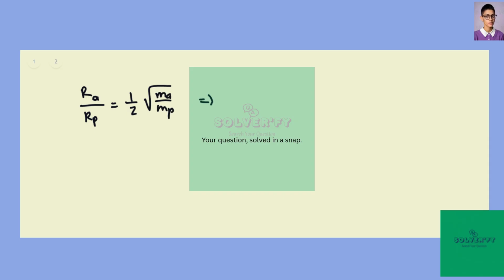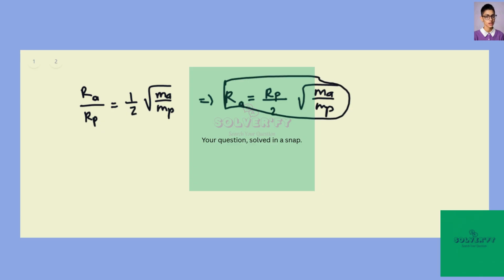From this equation, we were trying to calculate the orbital radius of an alpha particle. The radius of the proton is given to us. That's why we don't need to do any calculation regarding that. So this should be the general formula that will give us the value for the orbital radius of the alpha particle. So then let's plug everything in there.